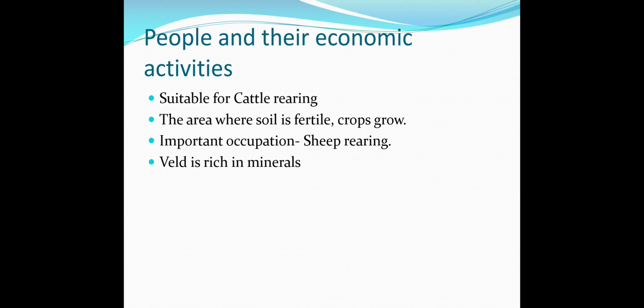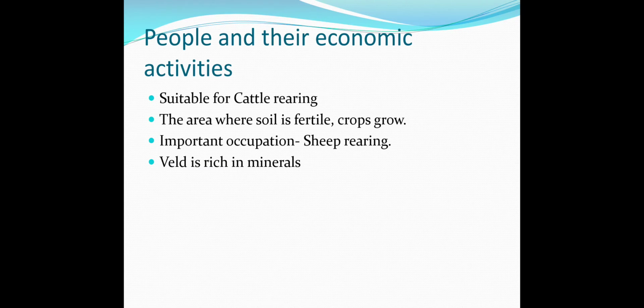Now talking about the people and their economic activities. What are the activities of the people who stay here? First of all, the veld is more suitable for cattle rearing than for cultivation. Here again there is a reason why it is suitable for cattle rearing. The soil here is not very fertile. Since the soil is not fertile, it is more used for cattle rearing. This is the first thing that happens here.